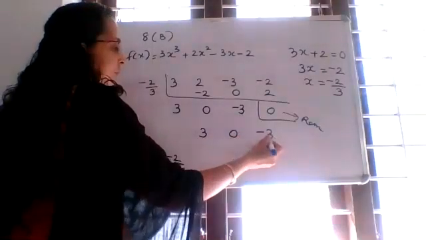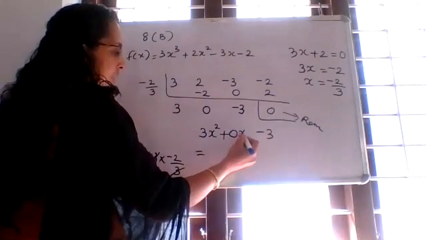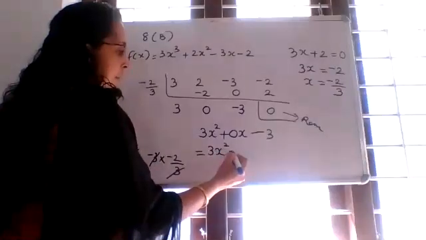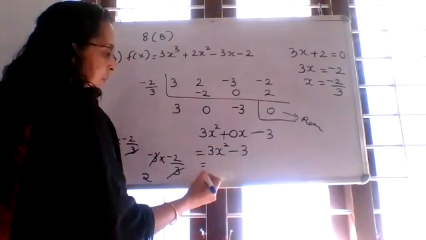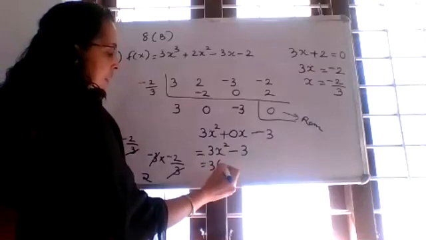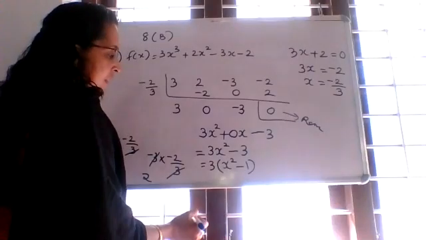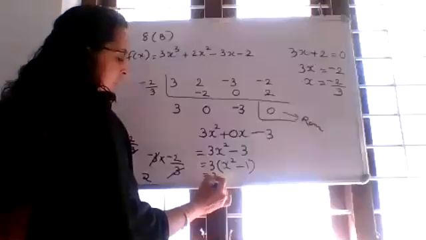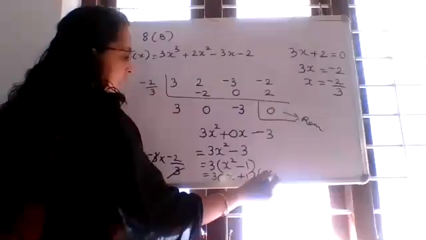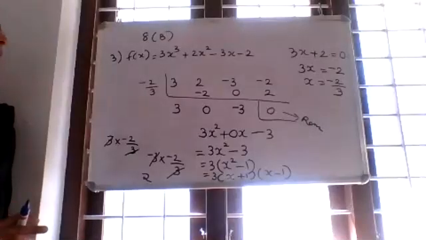3x square plus 0x minus 3. So this can be rearranged as 3x square minus 3. Which one is common? 3 is common. x square minus 1. x square minus 1 is what? It is in the a square minus b square form, a plus b into a minus b. So how can we write this?